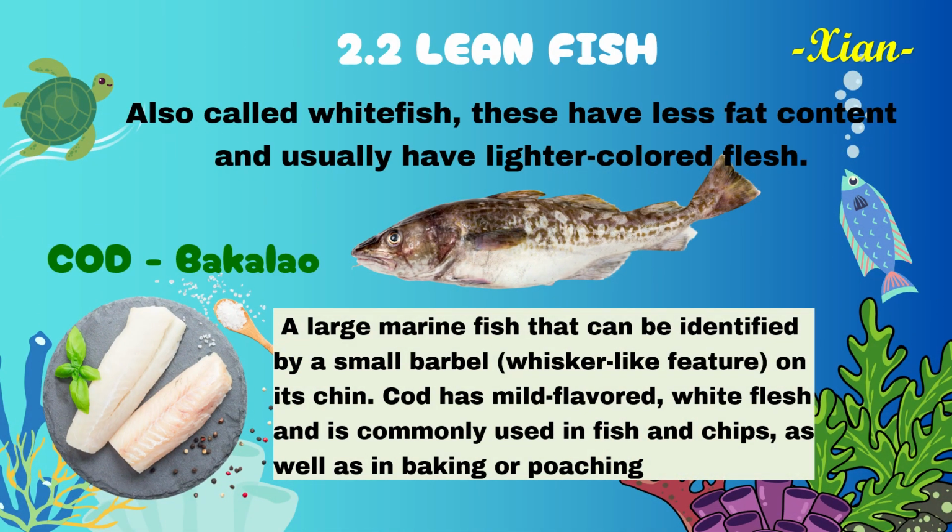Lean fish, also called whitefish, these have less fat content and usually have lighter colored flesh. Cod, bacalao, a large marine fish that can be identified by a small barbel, whisker-like feature on its chin. Cod has mild flavored, white flesh and is commonly used in fish and chips, as well as in baking or poaching.